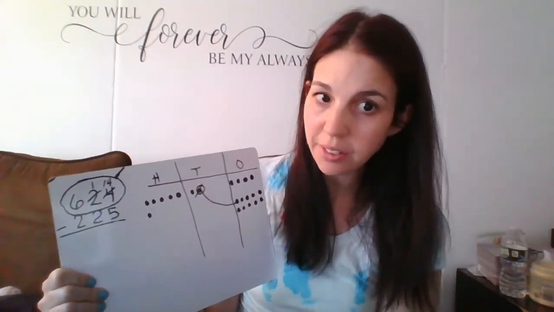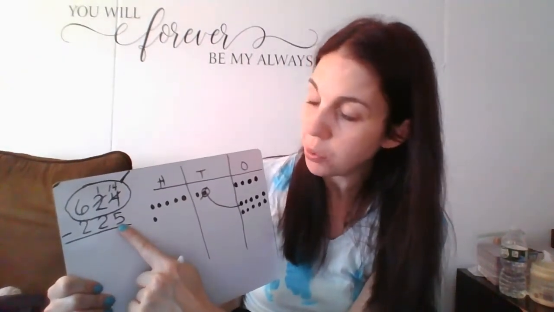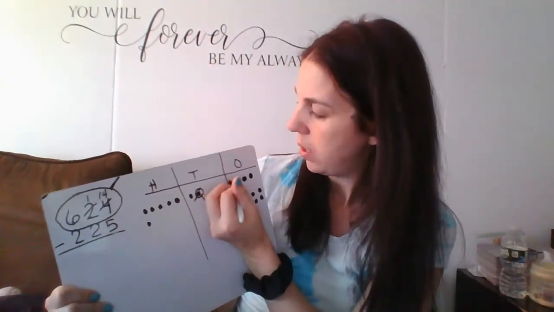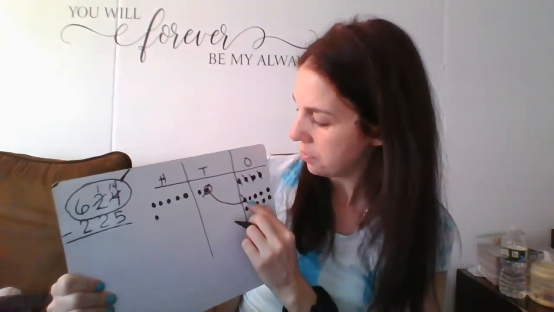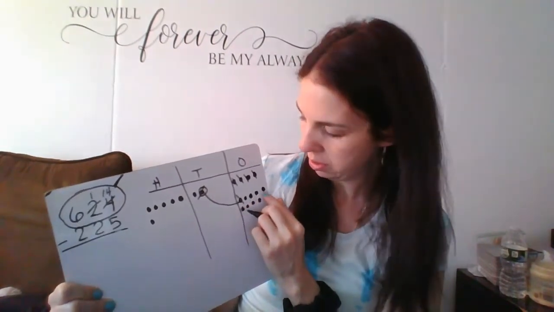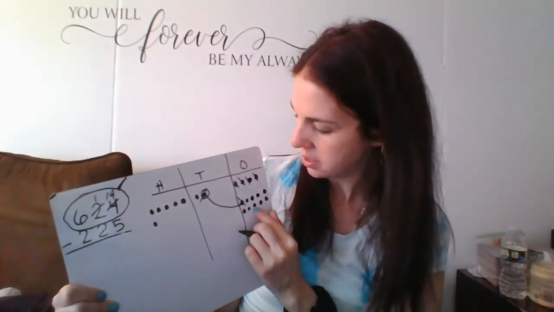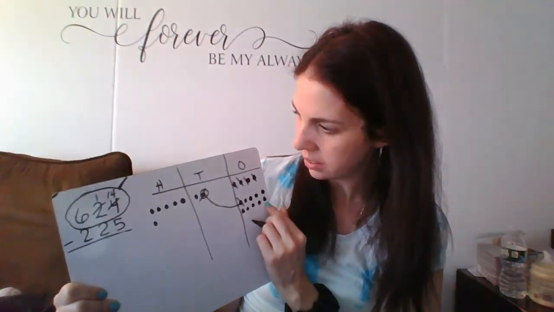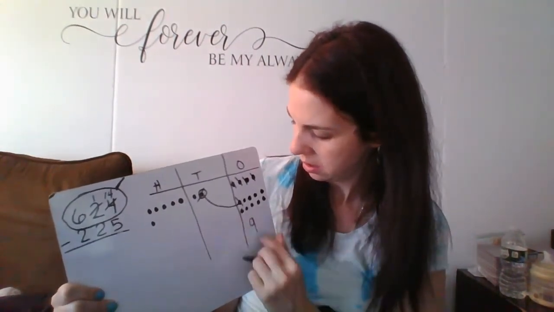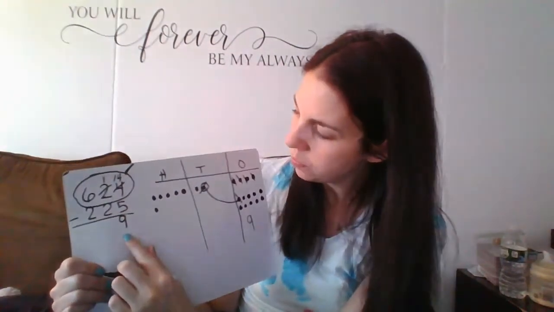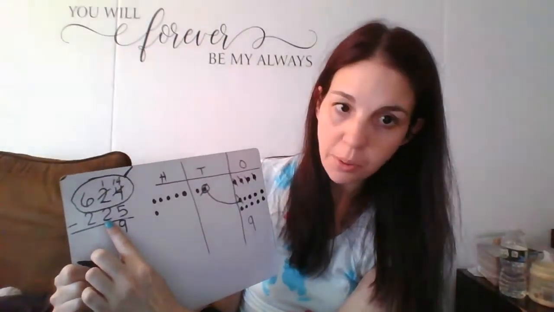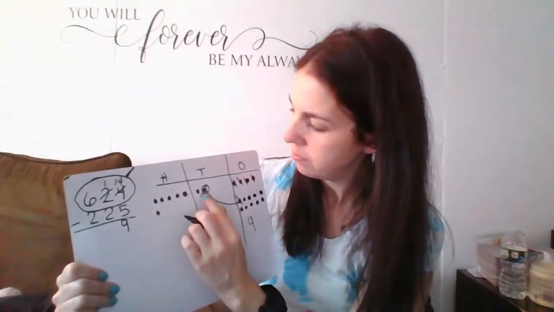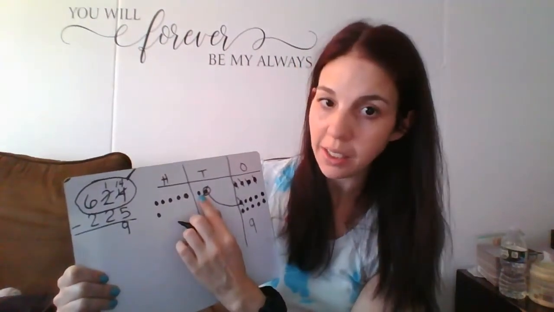So now we're going to cross out 5 ones. 1, 2, 3, 4, 5. How many are left? 1, 2, 3, 4, 5, 6, 7, 8, 9. We have 9 left. So I'm going to draw a 9 here. Now we're going to come to our tens. I need to take away 2 tens. I only have 1 10 here.